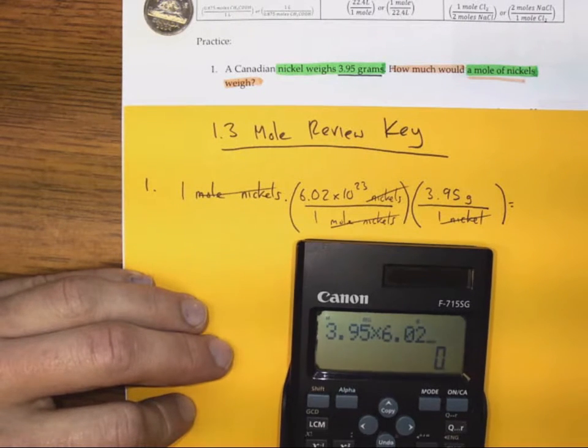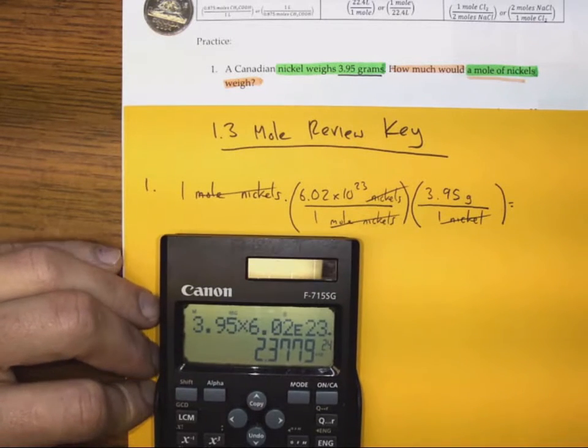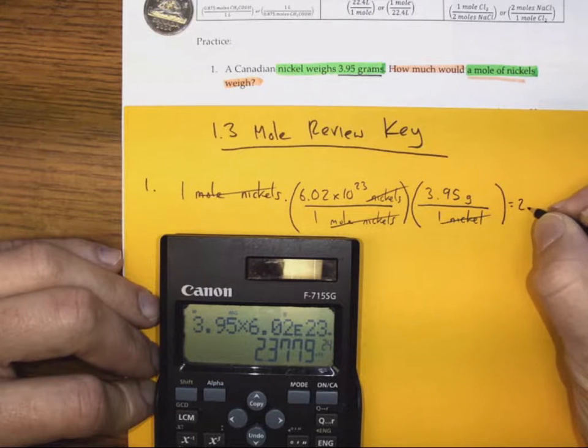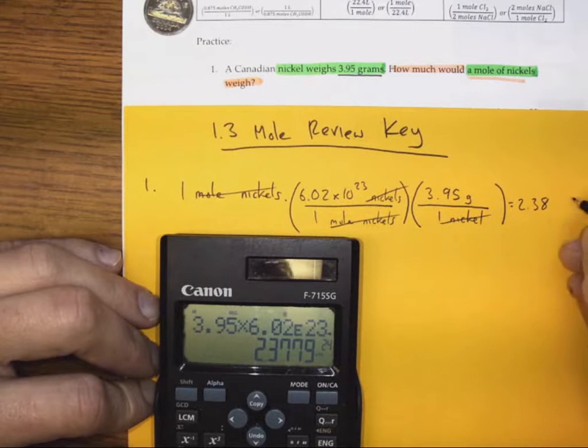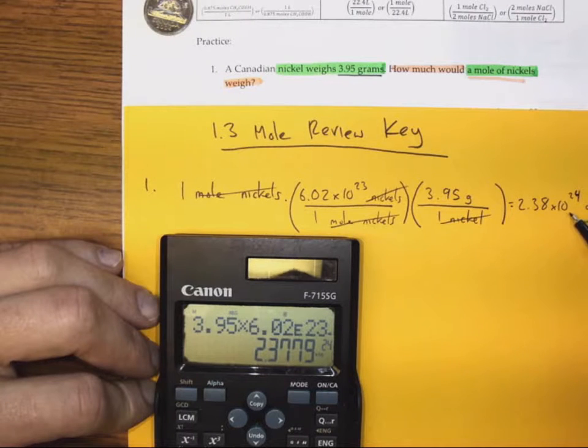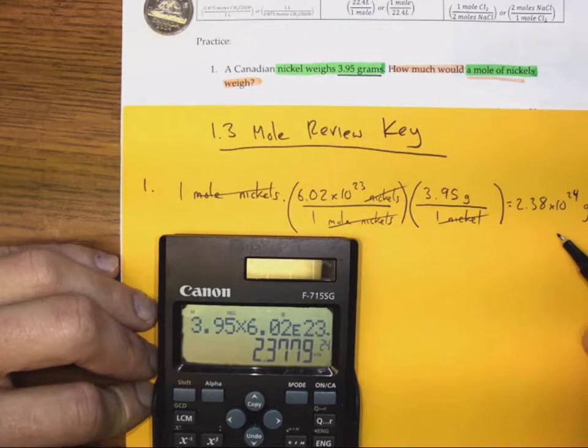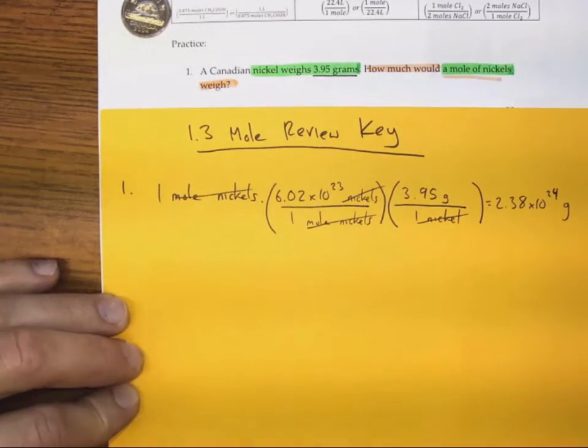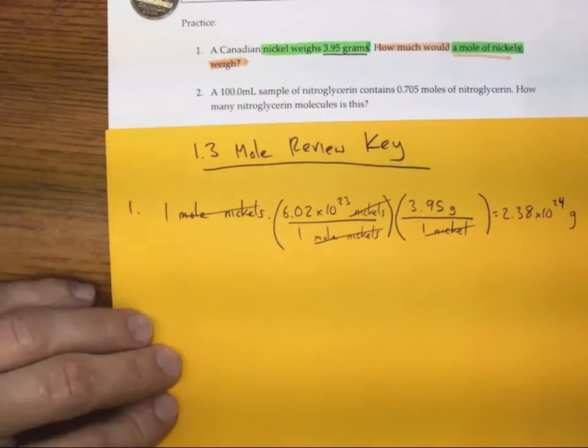6.02 times 3.95 times 10 to the 23. And I end up with 2.38, rounding, times 10 to the 24 grams, which is pretty heavy. I think the mass of the Earth is something times 10 to the 24 kilograms. This is about 3 orders of magnitude smaller than the weight of the Earth. So it's pretty heavy. All right, moving on, question 2.